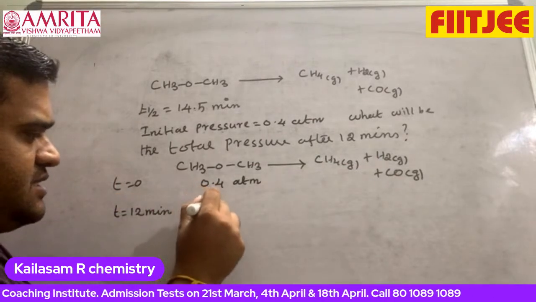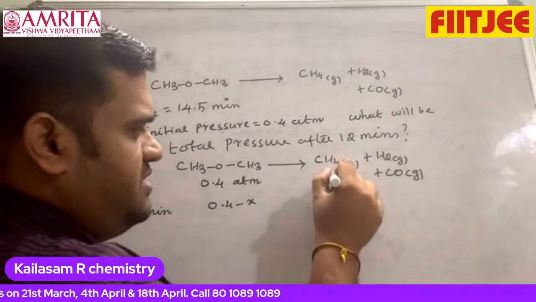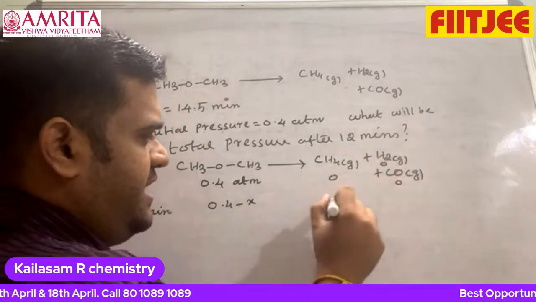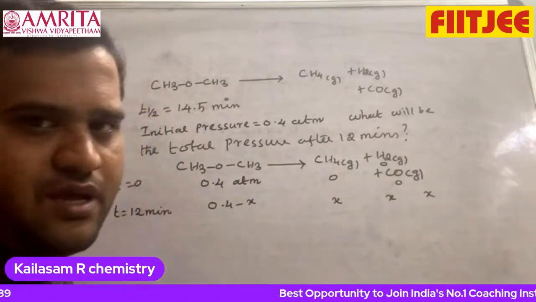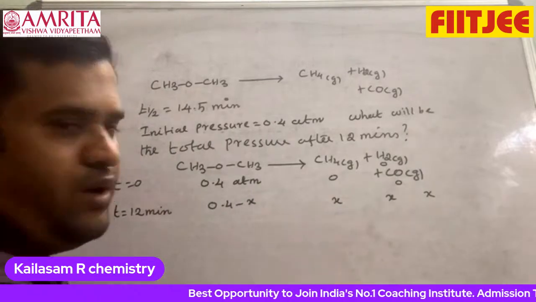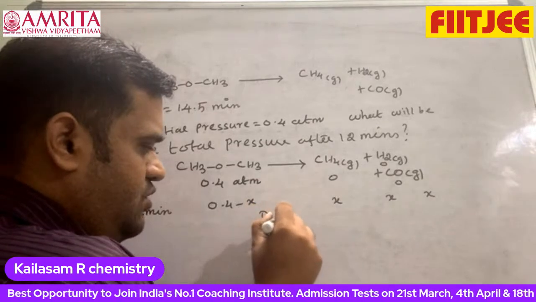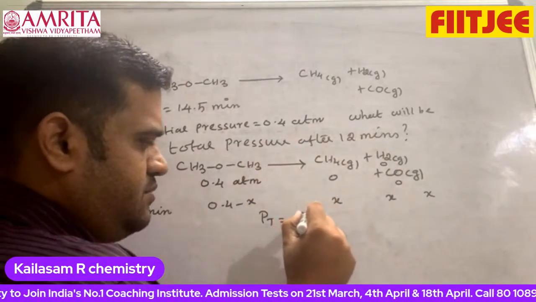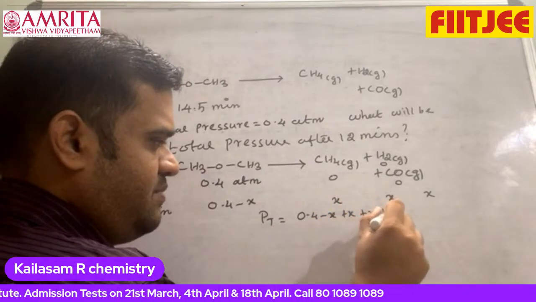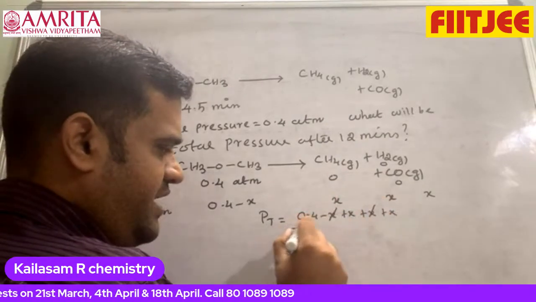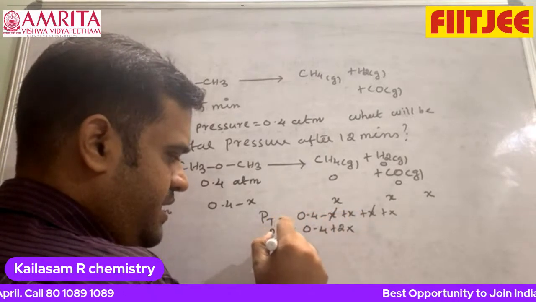When time is equal to 12 minutes, this will be 0.4 minus x, and 0, 0, 0 become x, x, and x. What is the total pressure of the system? We can say PT is equal to 0.4 minus x plus x plus x plus x, the minus x cancels off. I can say that 0.4 plus 2x is PT.